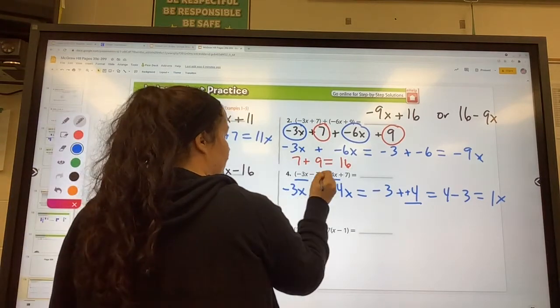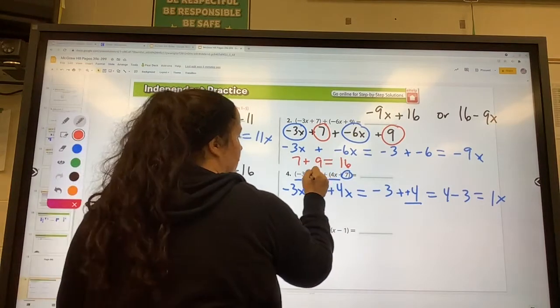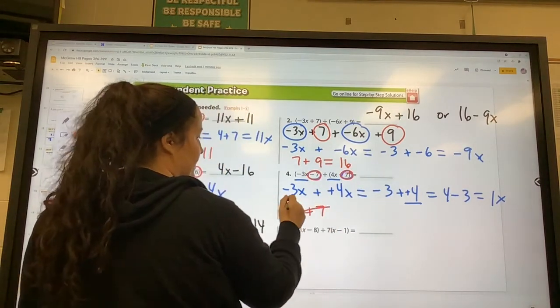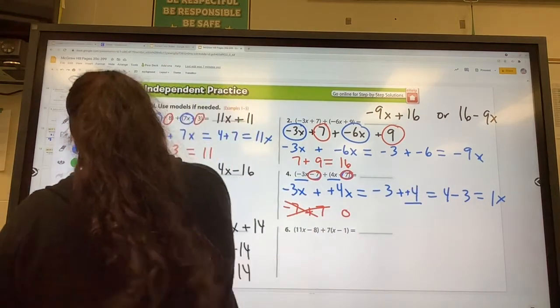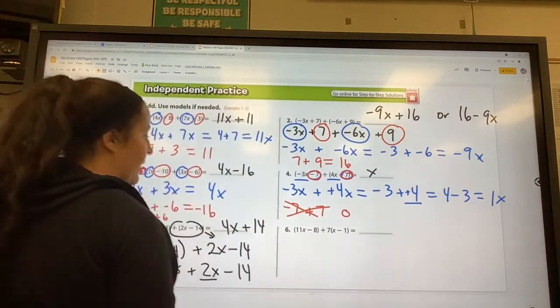And then it's negative 7 and 7. Sorry, that should be in pink. Negative 7 and 7. Negative 7 plus 7. Those cancel out to be 0. So the answer is actually just x. You don't need to keep the 1.